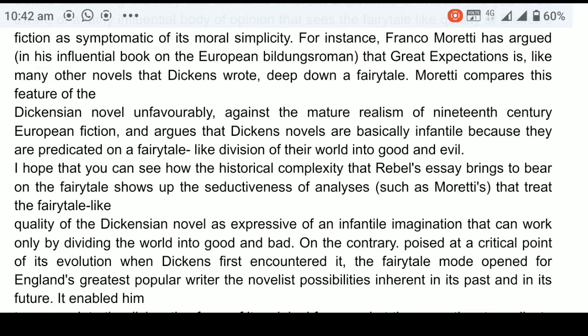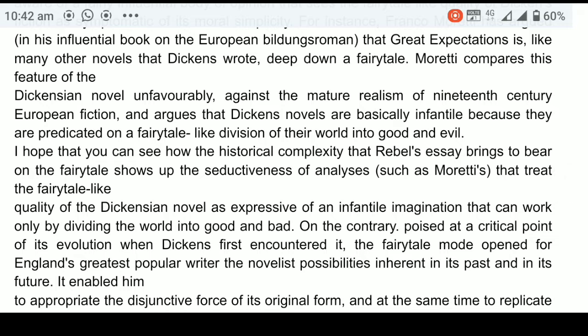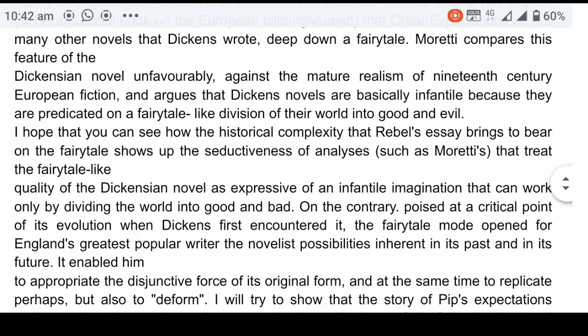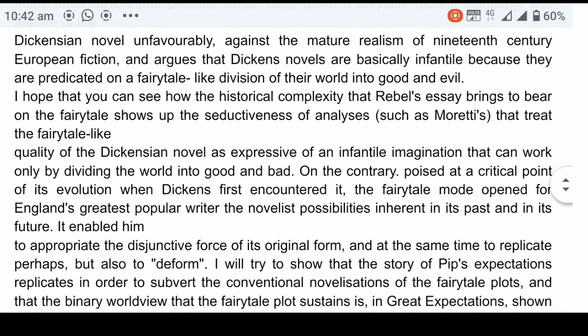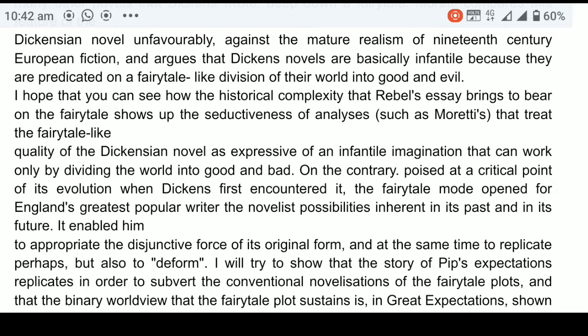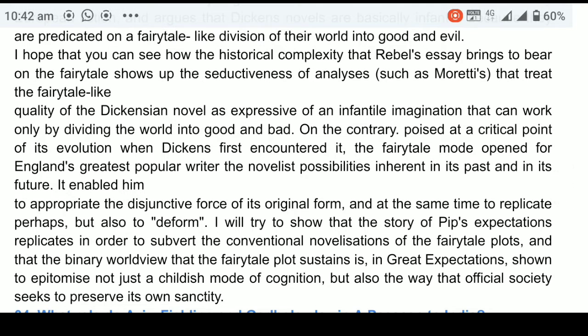For instance, Franco Moretti has argued in his influential book on the European Bildungsroman that Great Expectations is like many other novels that Dickens wrote, deep down a fairy tale. Moretti compares this feature of the Dickensian novel unfavorably against the mature realism of 19th century European fiction and argues that Dickens' novels are basically infantile because they are predicated on a fairy tale like division of their world into good and evil.